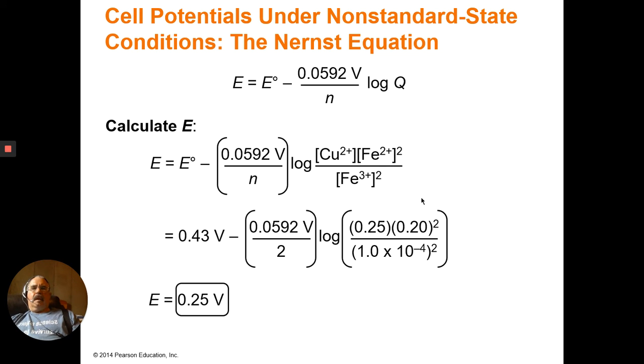And Q is products over reactants. Okay, we need to square the iron 2 and the iron 3. Okay, so we substitute those values in, calculate Q, substitute in for the Nernst equation, and then we get 0.25 volts. Okay, and this differs from our standard cell potential of 0.43.